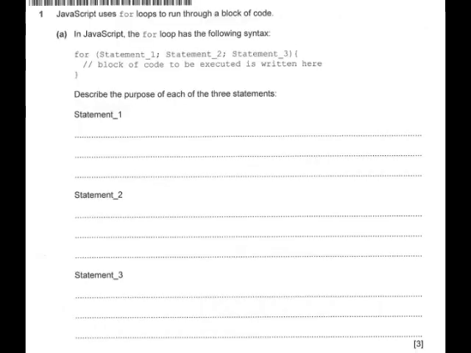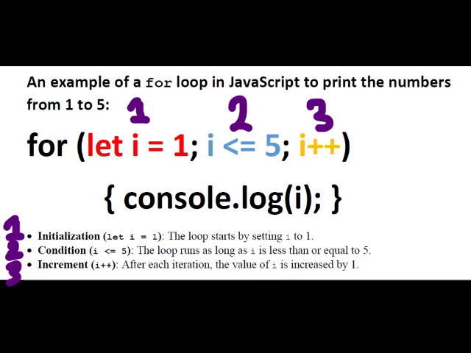Question 1. The question is about JavaScript's for loop syntax, asking for an explanation of the purpose of Statement 1, Statement 2, and Statement 3 within the loop structure. The given image shows an example of a for loop in JavaScript to print the numbers from 1 to 5, clearly highlighting the three statements representing initialization, condition, and increment.